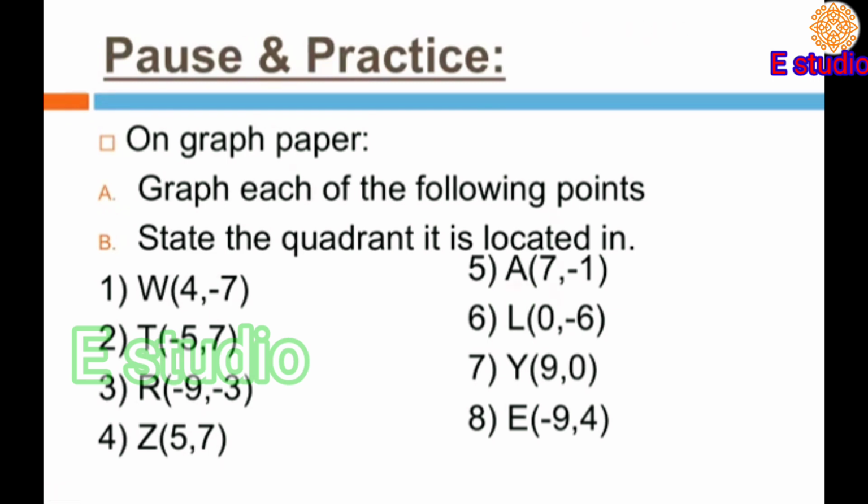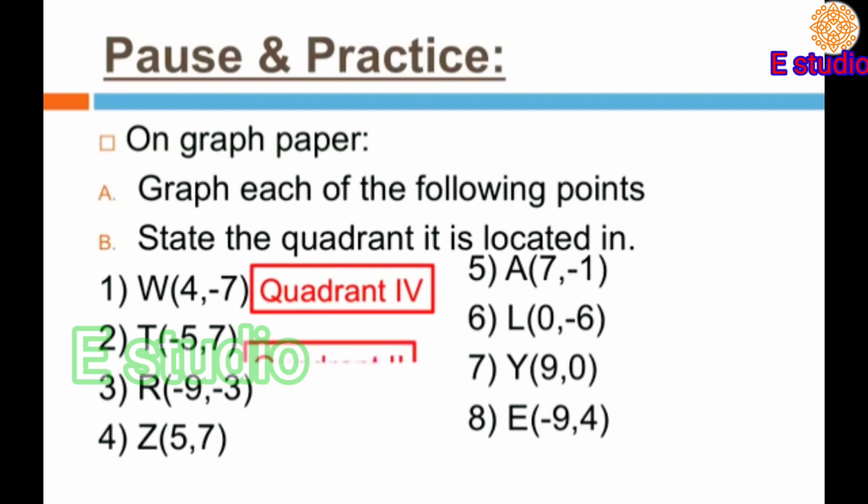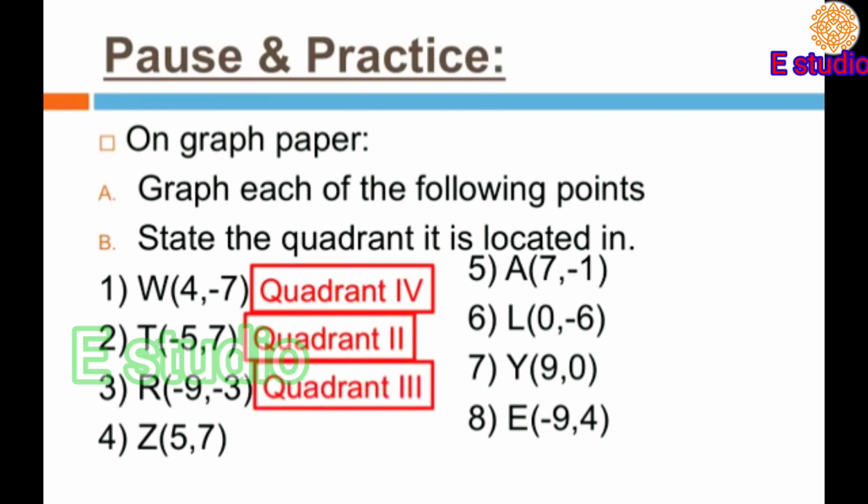So let's go over our answers. For the pause and practice on graph paper, A, graph each of the following points, and B, state the quadrant it is located in. So, for number 1, it's located in quadrant 4. For number 2, T is located in quadrant 2. For number 3, R is located in quadrant 3. Number 4, Z is located in quadrant 1.